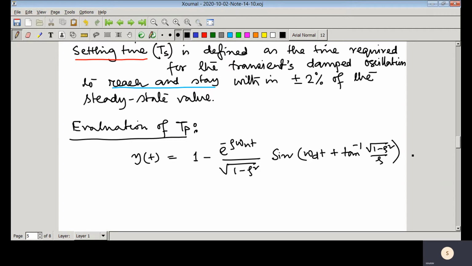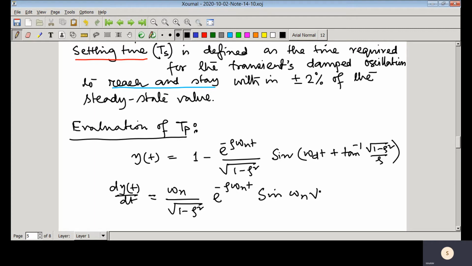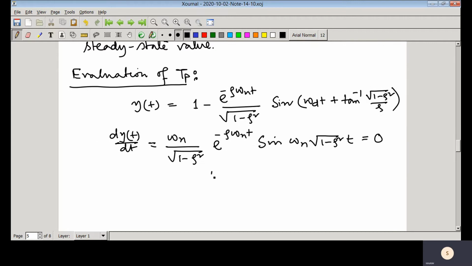So then if you take the derivative of that, dy(t)/dt, what we get is omega n divided by the square root of 1 minus zeta square, e to the power minus zeta omega n t, sine of omega n square root of 1 minus zeta square t. So at the first peak it should be equal to 0. So then if you just solve this one, you will get that omega n.